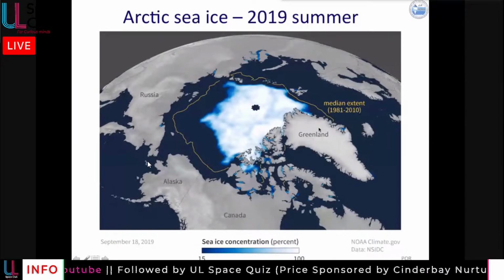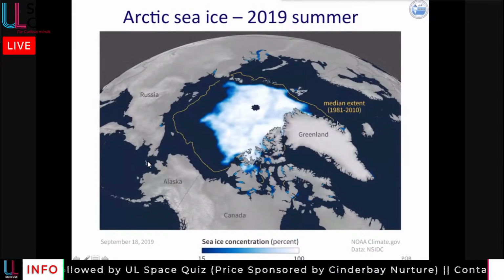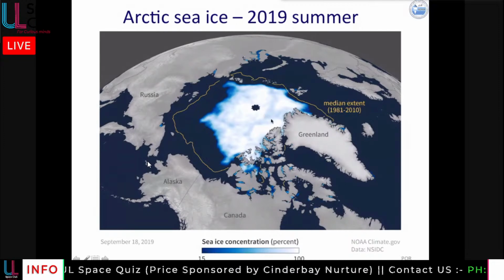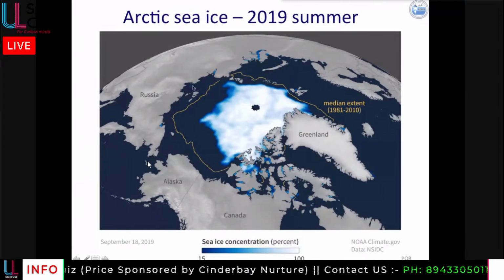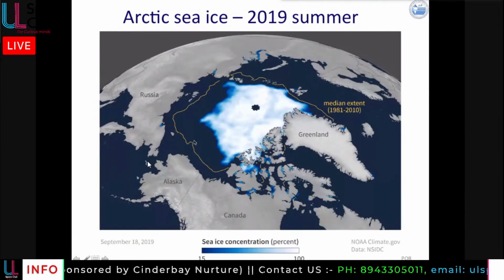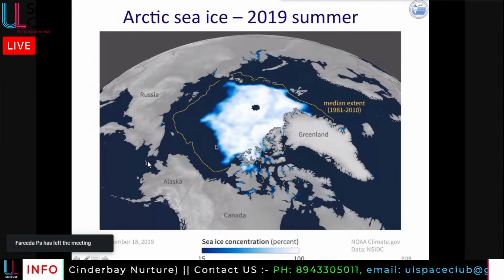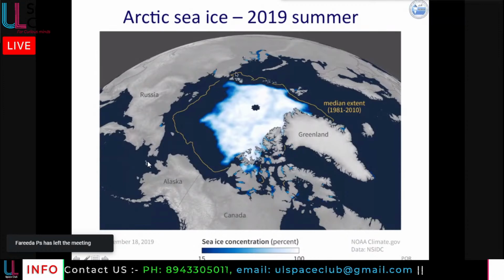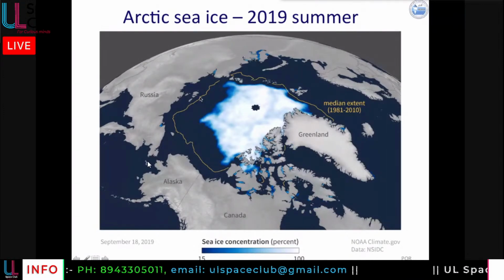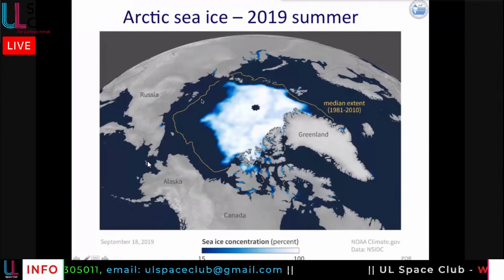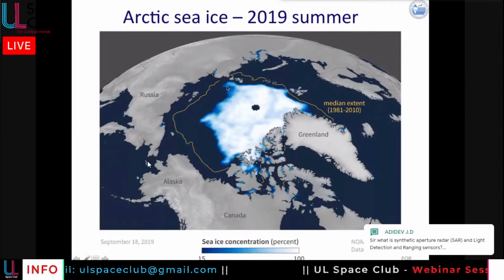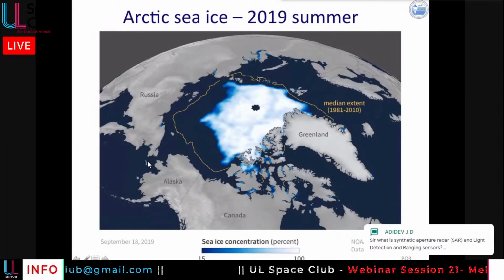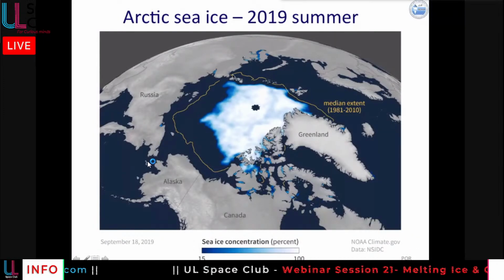One thing we have seen throughout the years is the median sea ice extent from 1981 to 2010, which covered almost the entire Arctic Ocean. Now it has reached this level. So this entire region is now open to ships, which was not possible some years back. The melting sea ice is completely changing the environment of this region, and also its geopolitics.